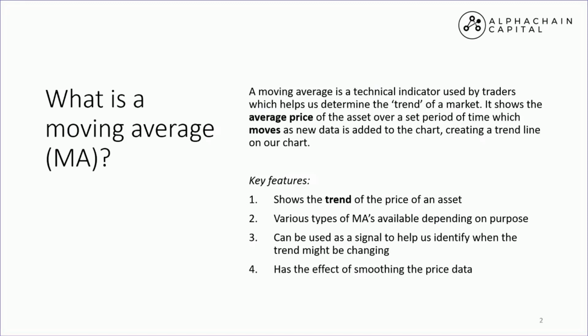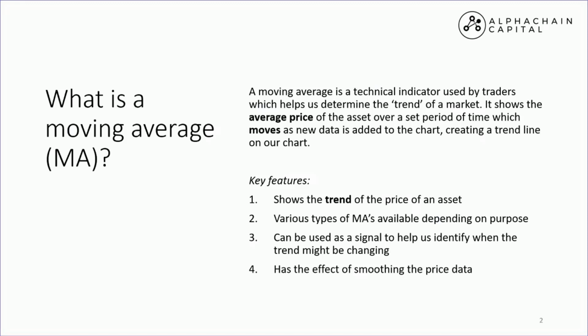So some of the key features of this indicator: one, it shows us the trend of the price of an asset, so whether it's moving upwards or down. Two, there are various types of MAs available depending on your purpose. We'll go into that a little bit later on, why you might use different types of MAs. Three, it can be used as a signal to help us identify when the trend might be changing. And finally, it has the effect of smoothing the price data.